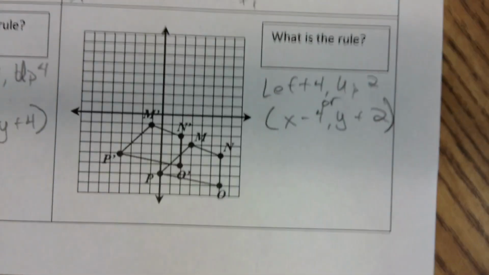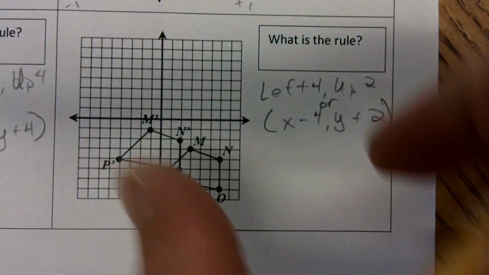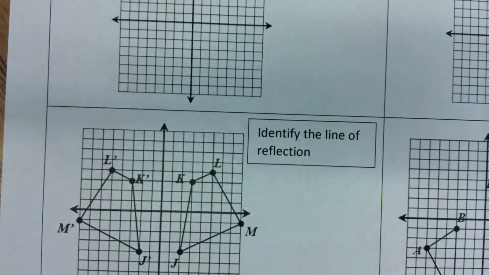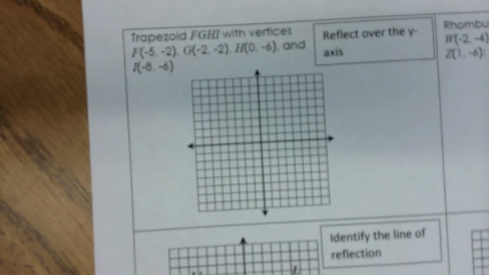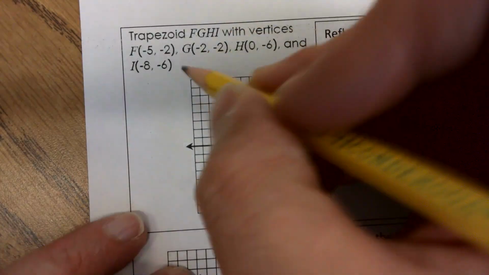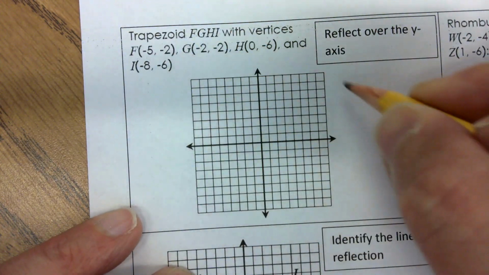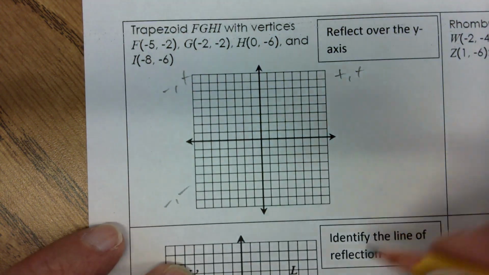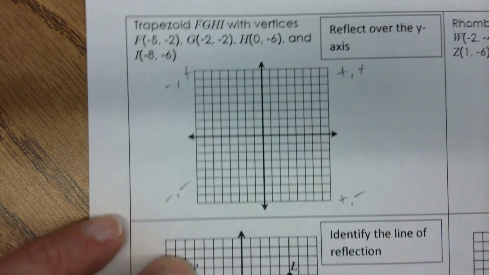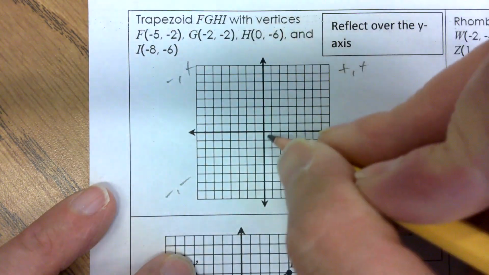Let me make sure that's all on there. Yeah. Okay, I'm going through this real quick. I don't want to make this video too long. We're going to do reflections here. I got -5, -2. Make sure it's all on there. Yep. Okay, cool. Left 5, down 2, starting at the center.